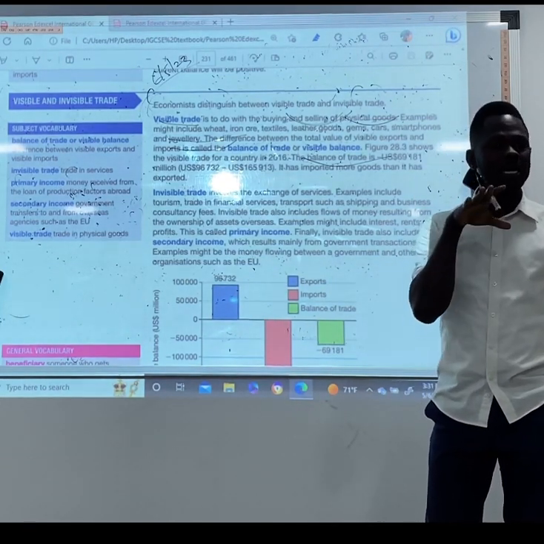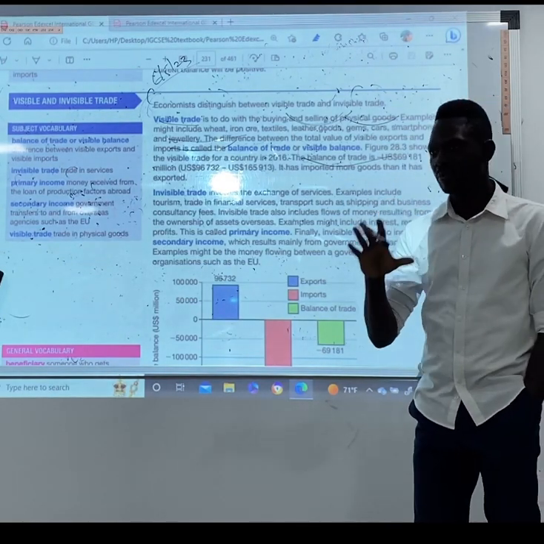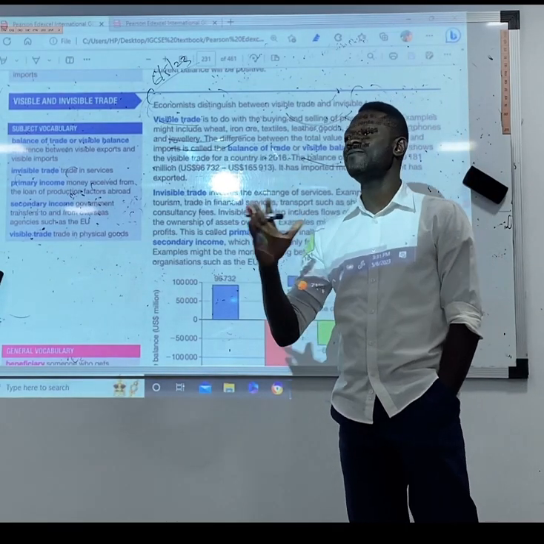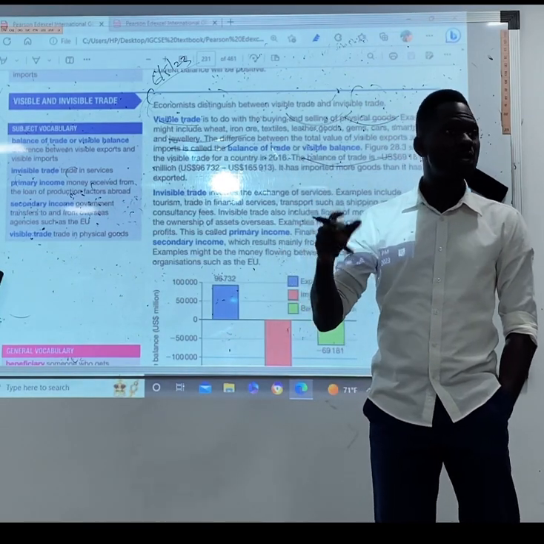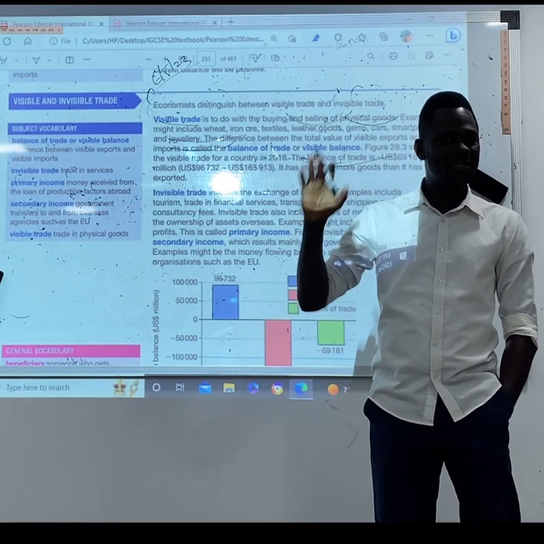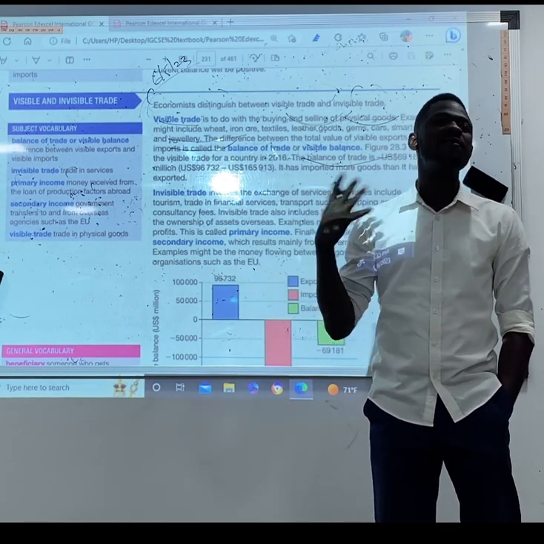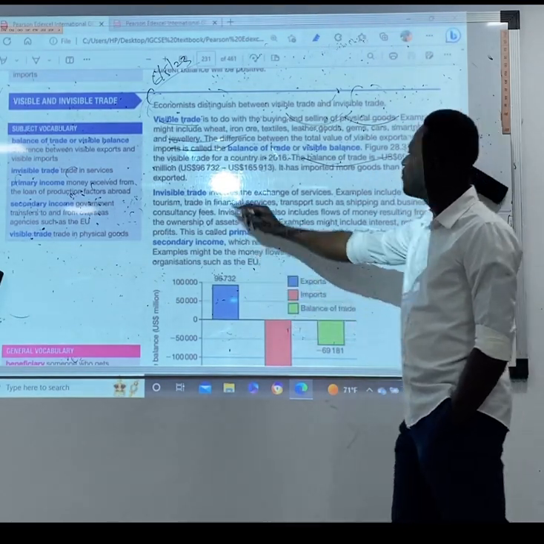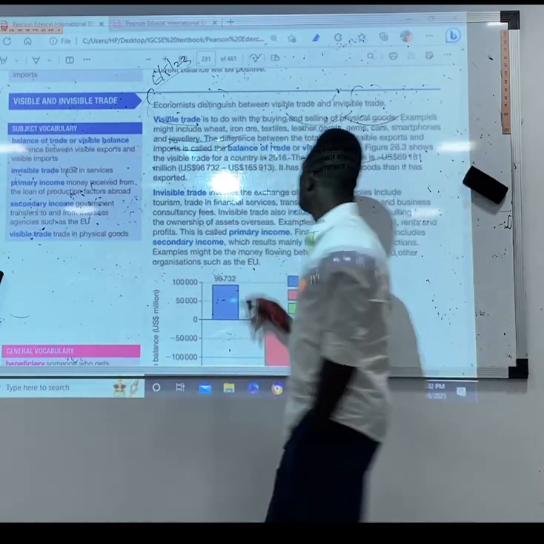So when we exchange goods, it is visible. When we exchange services, it is invisible. That means trade of goods between countries is international visible trade. Trade of services is invisible. That is the point about that. Is it clear? Yes. So we have visible trade, which is also called the balance of trade. We call it BOT.